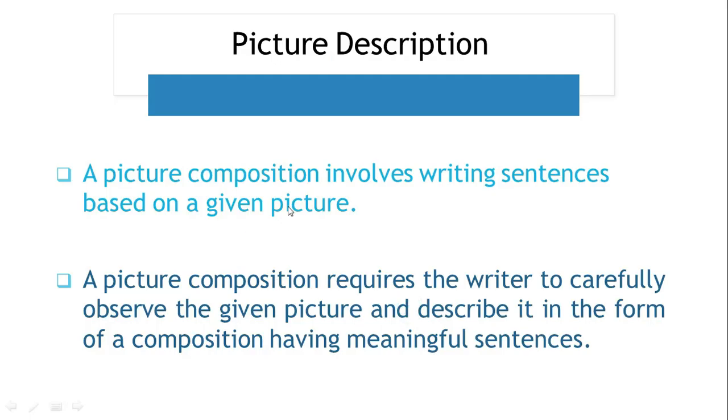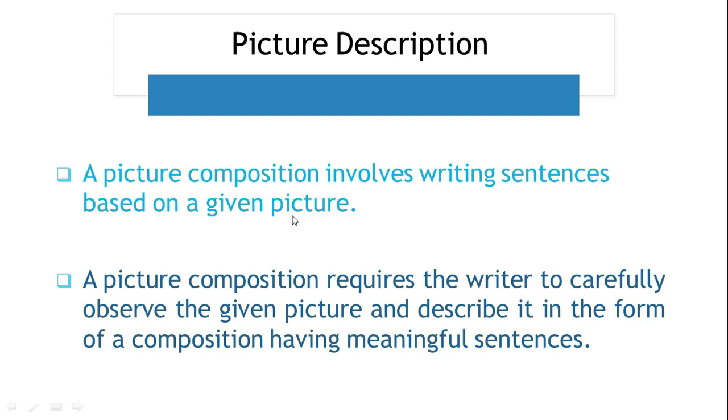Picture composition involves writing sentences based on a given picture. A picture composition requires the writer to carefully observe the given picture and describe it in the form of a composition having meaningful sentences. So basically, picture description is an art of writing, how you write something, how you describe something. Whenever a picture is given to you, you describe it in the form of sentences. That makes a composition. In the form of a paragraph, you write the sentences, and the main thing is that you have to make it more impressive and beautiful by adding different adjectives, by using good vocabulary words, and by using different expressions. These are the things that make your picture description very good.